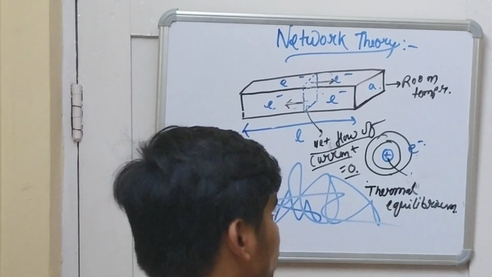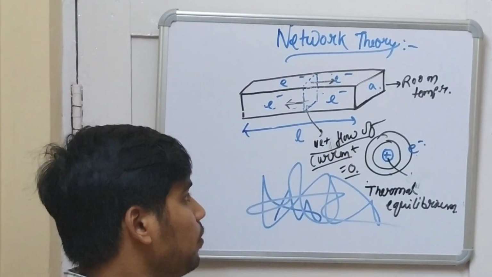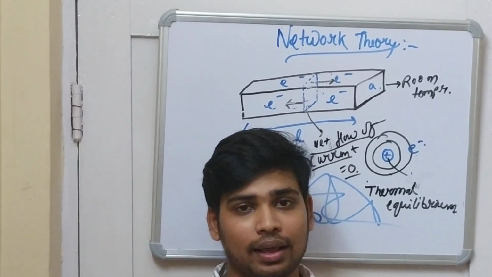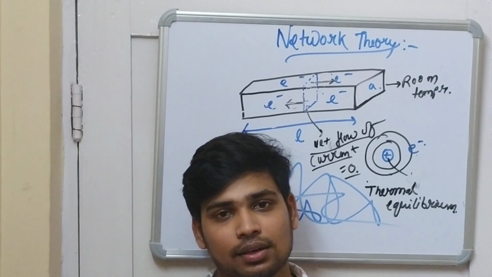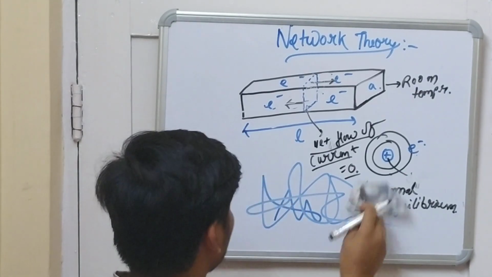Now what to do? As the net flow of current is 0, now we need to apply an electric field so that the electrons get aligned in a particular direction. Now what is the electric field? So let's understand.